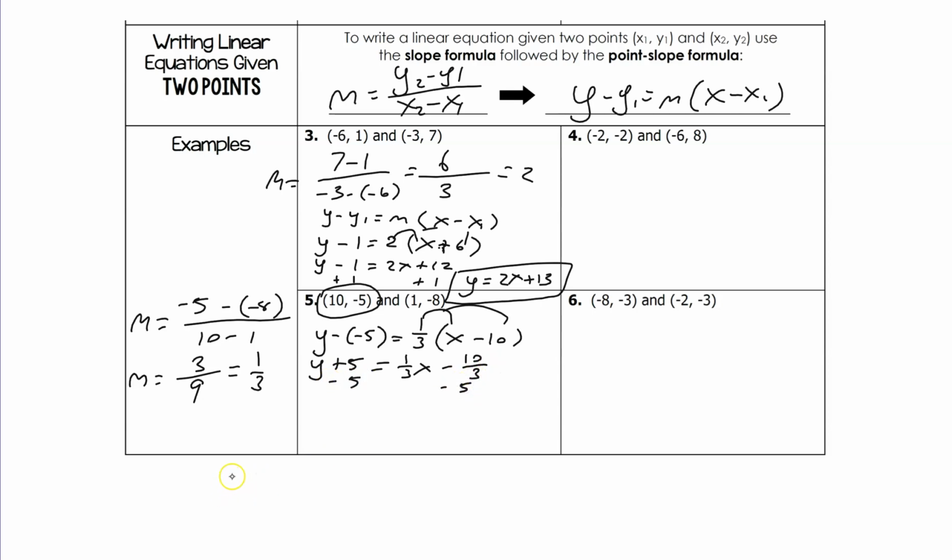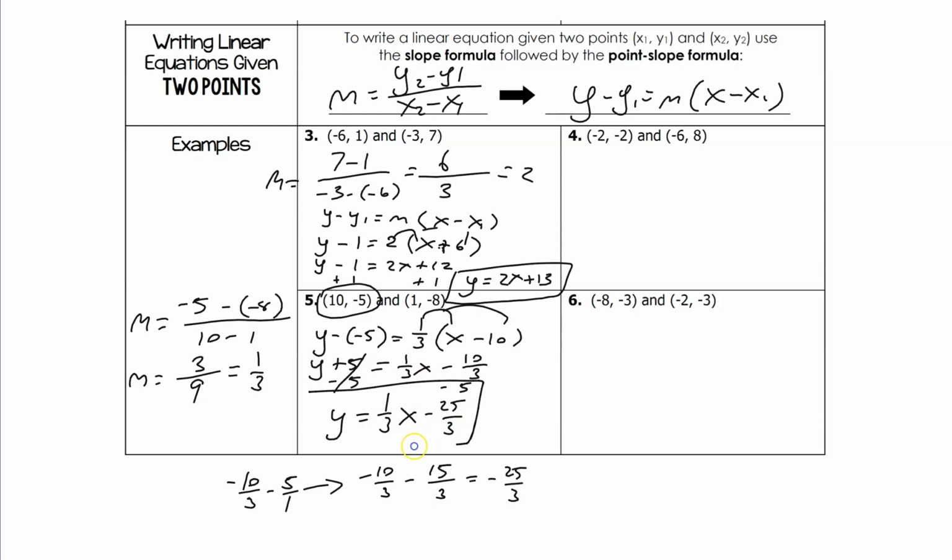Now let's go down here, right? We have a negative 10/3 minus 5. That's 5 over 1, right? We have to find a common denominator. So that's going to be negative 15 over 3, which gets us a negative 25/3. So these cancel out, giving us y equals 1/3 x minus 25/3. And that is our answer.